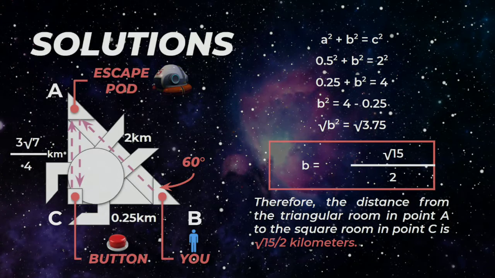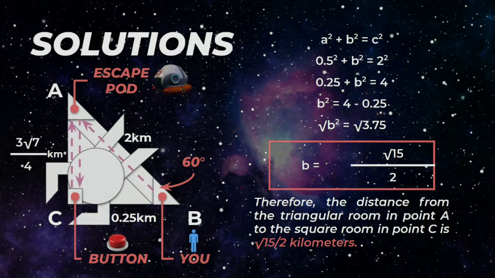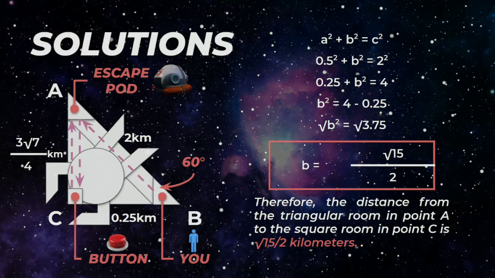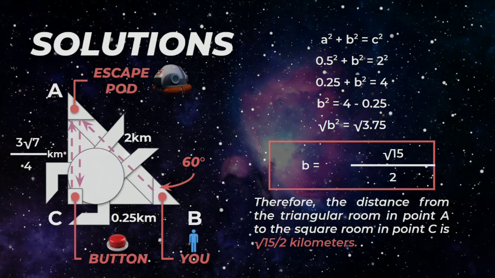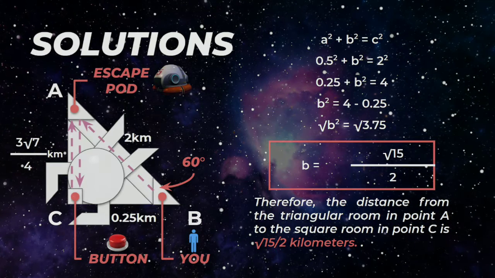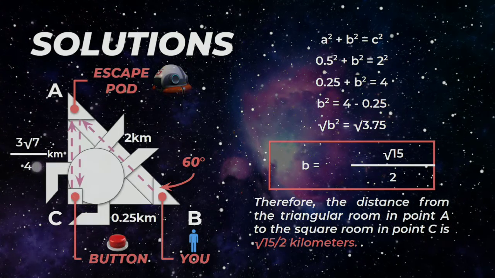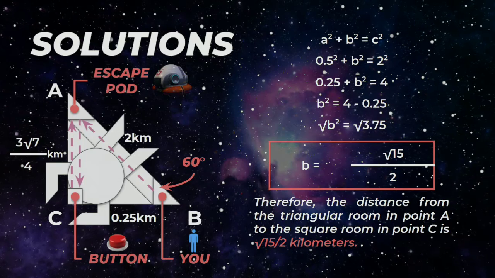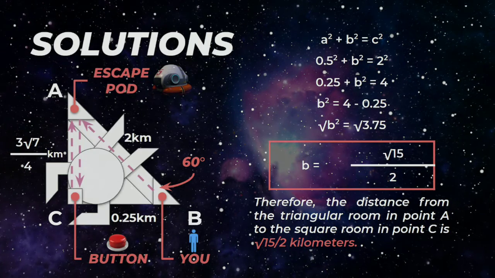Square root of b squared is equal to b, while the square root of 3.75 is equal to the square root of 15 divided by 2. Therefore, the distance from the triangular room in point A to the square room in point C is square root of 15 over 2 kilometers.